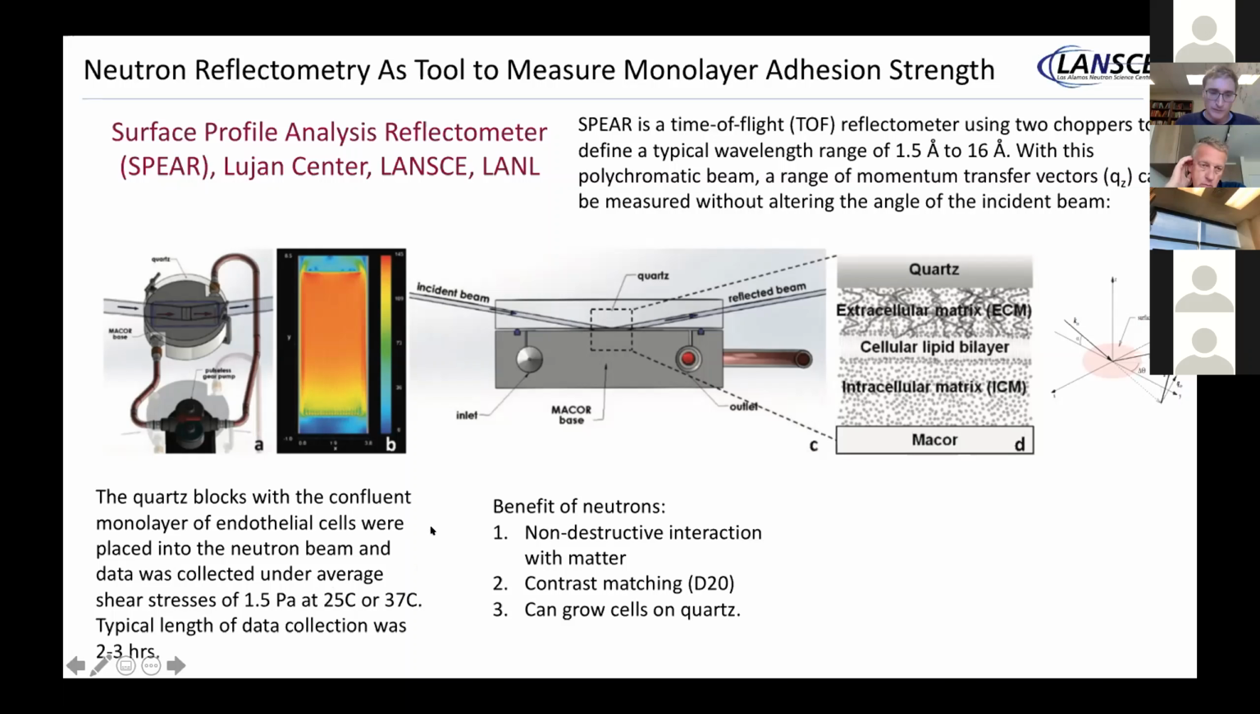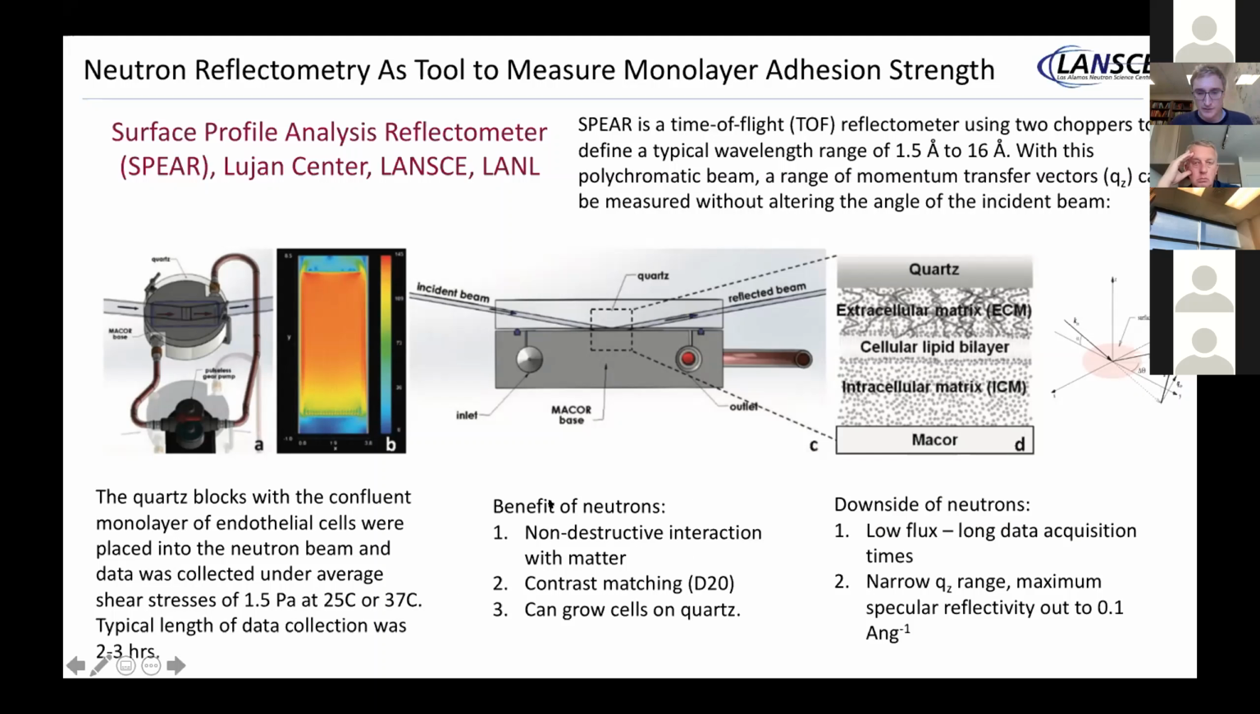We performed the measurements with neutrons with the cells cultured in hydrogenated media and water. We did try to grow the cells in D2O, and that for endothelial cells was not successful for us. However, the cells did tolerate exchange to a deuterated subphase and remain stable, which allowed us to do some contrast matching.